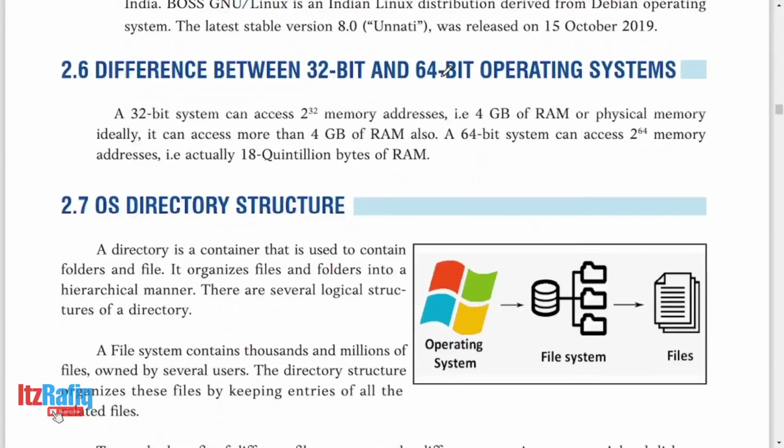Now, different bits of operating systems. If you know about computer systems, you will know that there are mainly two bits here, 32-bit and 64-bit. What exactly is this? A 32-bit system can access 2 power 32 memory addresses, for example 4 GB of RAM or physical memory. A 64-bit system can access 2 power 64 memory addresses, which is actually 18 quintillion bytes of RAM.